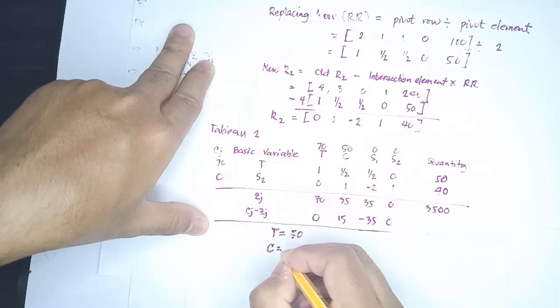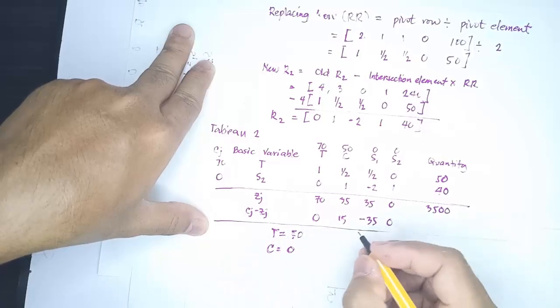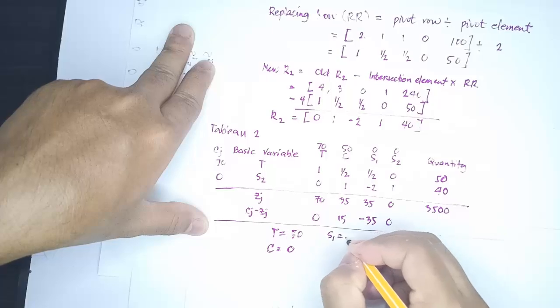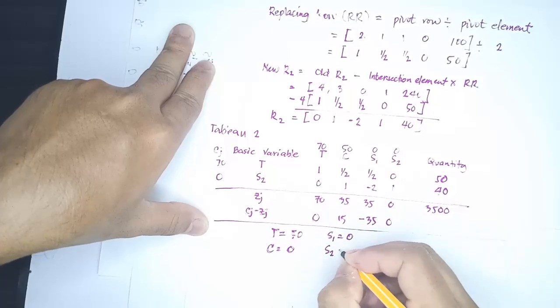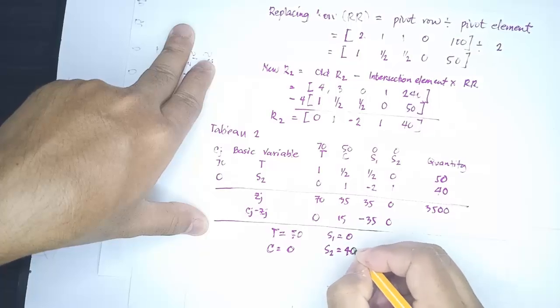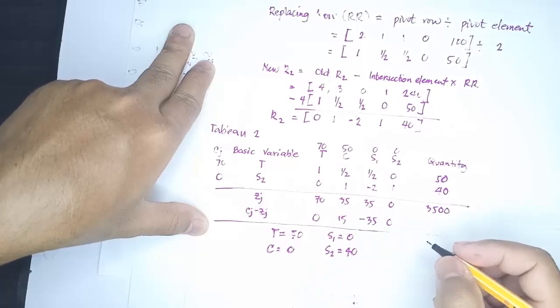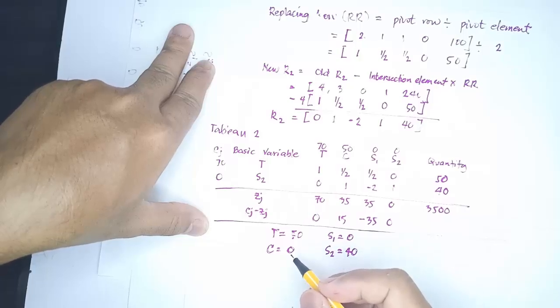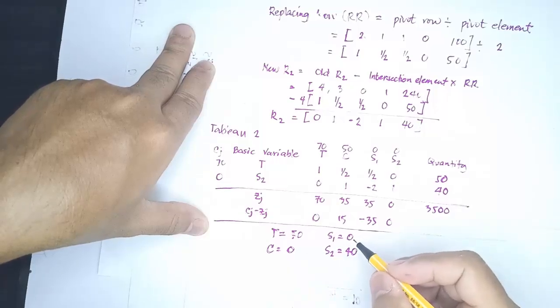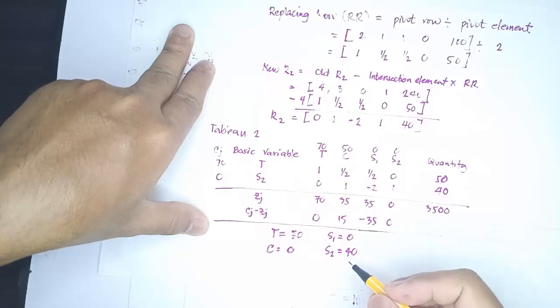C is equal to 0. S1 is equal to 0. And S2 is equal to 40. This means that if we're going to produce 50 tables and 0 chairs, all of the painting hours will be used up, and in the carpentry time there would be 40 unused hours.